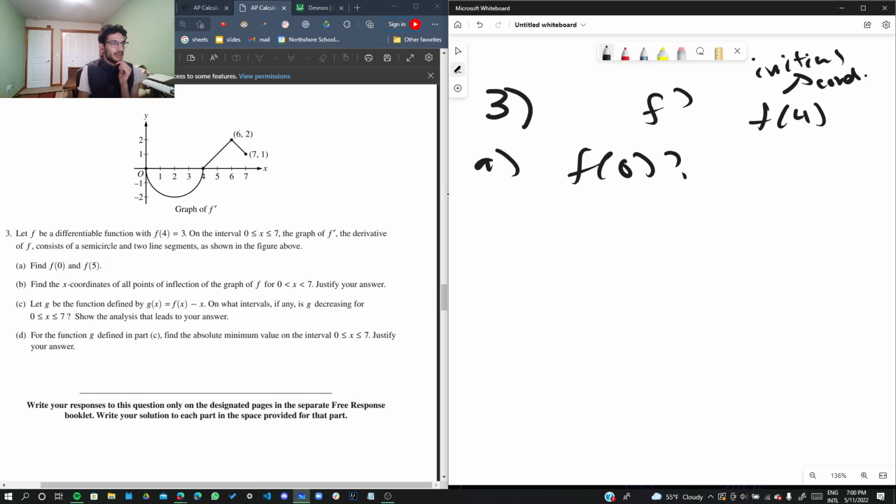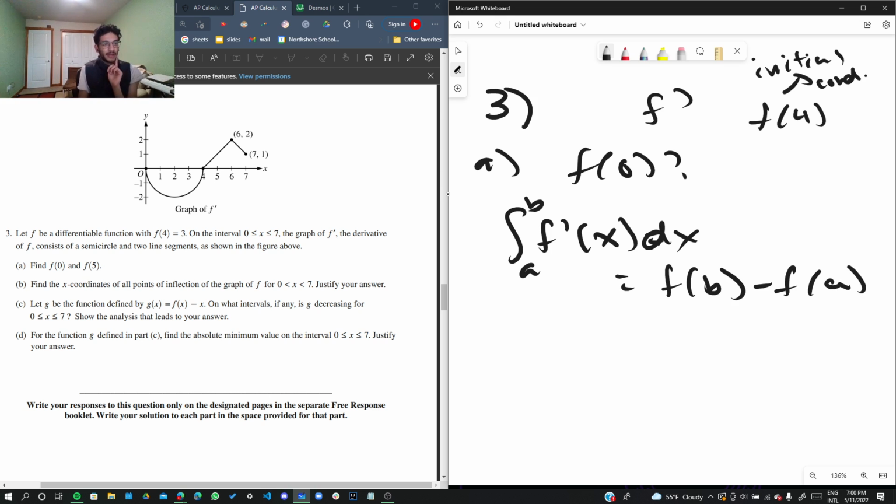Then what they're trying to do is say, okay, whenever you take an integral, especially of f prime from a to b, this is the first fundamental theorem of calculus. You take the integral, which is f of x, and then you just take the top minus the bottom. So it's f of b minus f of a, right?